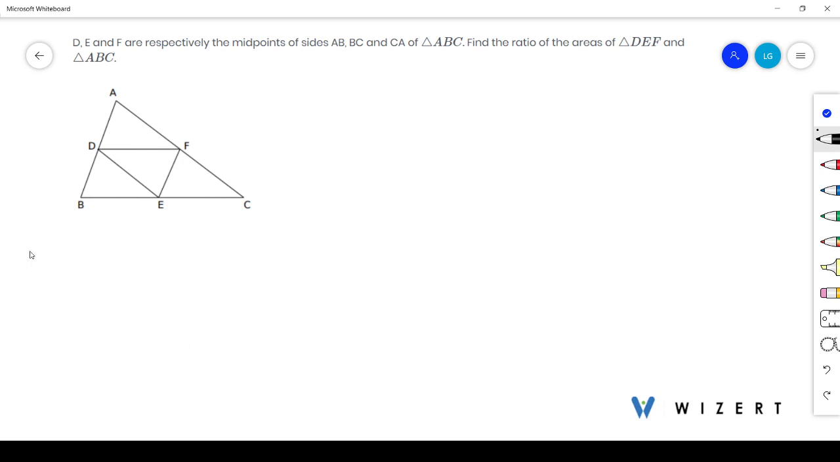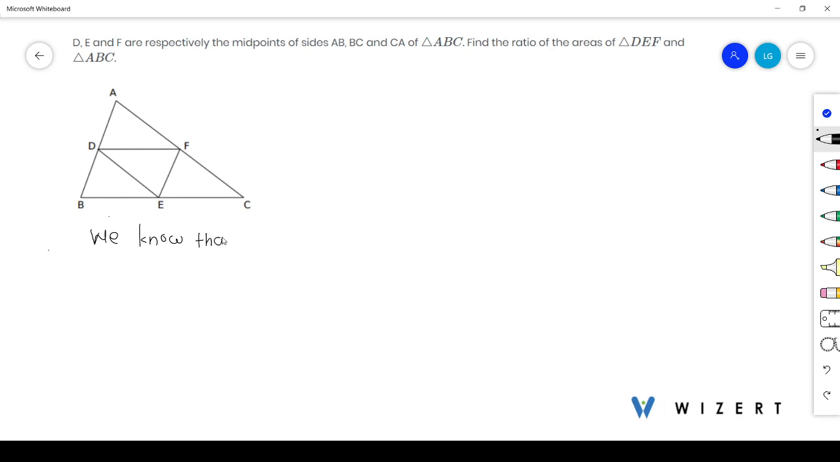Our question is: D, E and F are respectively the midpoints of sides AB, BC and CA of triangle ABC. Find the ratio of the areas of triangle DEF and triangle ABC.